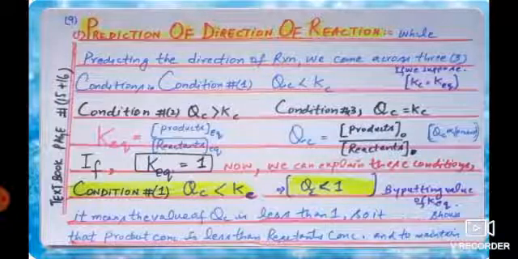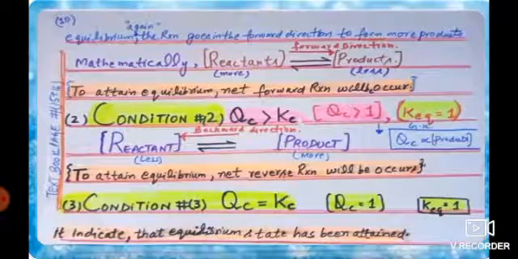Like they have given here that the product concentration is less than the reactant concentration, and to maintain the equilibrium, again the reaction goes in the forward direction to form more products.